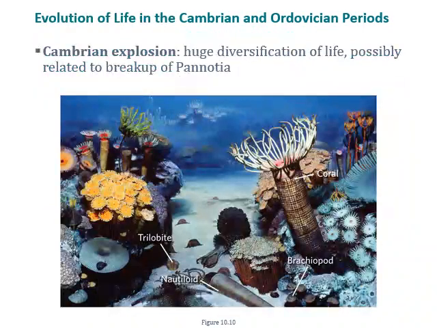The Cambrian explosion occurred right at the beginning of the Phanerozoic in the Cambrian, and this was a huge diversification of life, possibly related to the breakup of Pannotia into Laurentia and Gondwana. So we see animals like trilobites, corals, brachiopods, and nautiloids existing in the Cambrian fossil record.